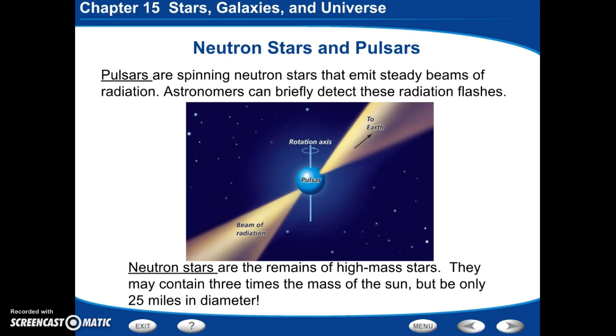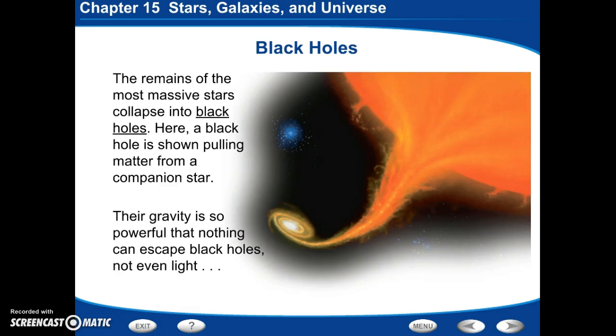But we also have these neutron stars and pulsars. These are spinning neutron stars that emit steady beams of radiation. Astronomers can briefly detect those flashes of radiation as it's rotating on its axis. Neutron stars are the remains of high mass stars, and they may contain 3 times the mass of the sun but be only 25 miles in diameter. So super, super compact and super, super dense.